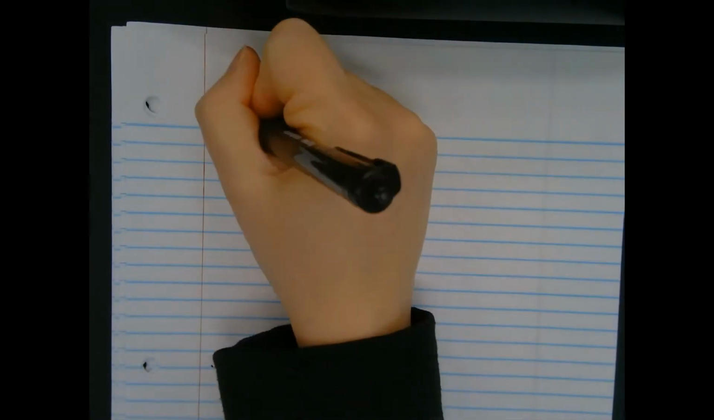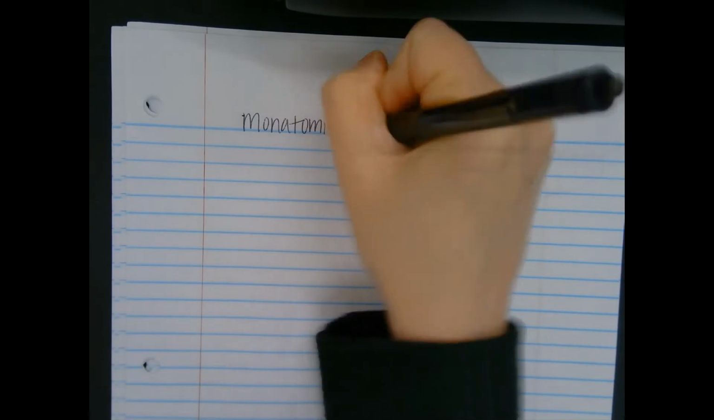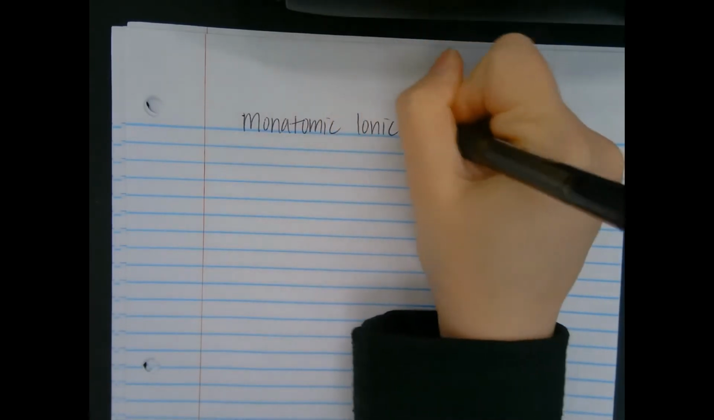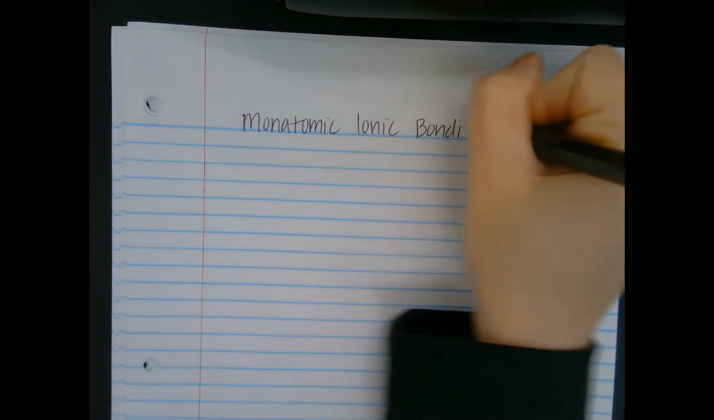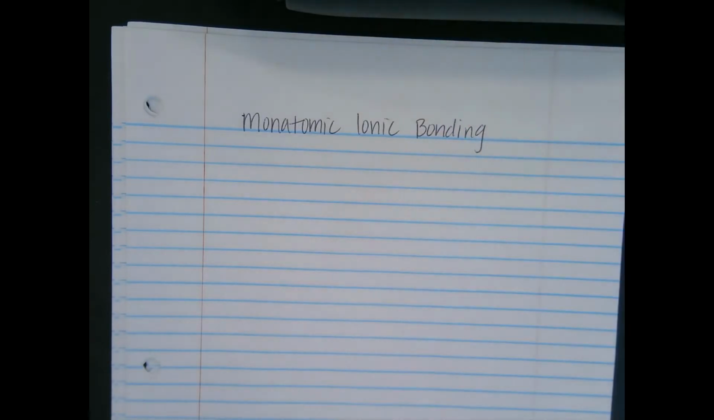Okay, here we go. So let's take a look first at what's called monatomic compounds. Okay, so our title today, let's start over. Our title today will be monatomic ionic bonding.